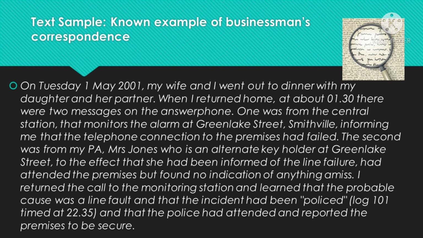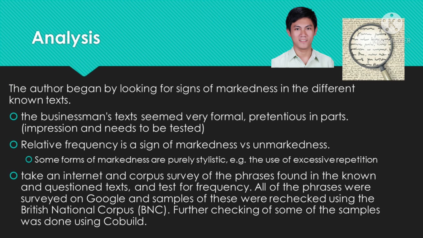Jones, who is an alternate key holder at Green Lake Street, to the effect that she had been informed of the line failure, had attended the premises but found no indication of anything amiss. I returned the call to the monitoring station and learned that the probable cause was a line fault and that the incident had been policed, log 101 time at 22:35, and that the police had attended and reported the premises to be secure.